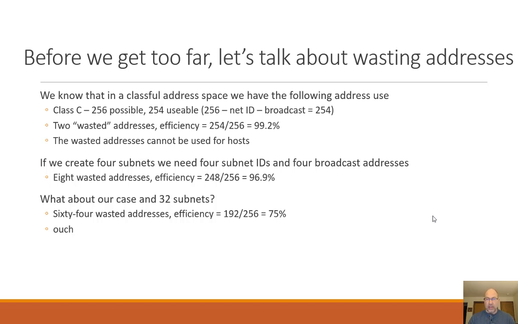But the efficiency that we're dealing with there, 254 possible addresses out of 256, 99.2% efficiency, still pretty good. But when we start subnetting, the percentage of wasteful addressing goes up, and so our efficiency goes down. So if we create 4 subnets, we need 4 subnet IDs and 4 broadcast addresses. So now that's 8 wasted addresses. And so we're now 248 out of 256 for 96.9%. Still not so bad, right?